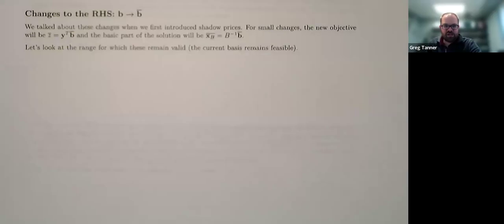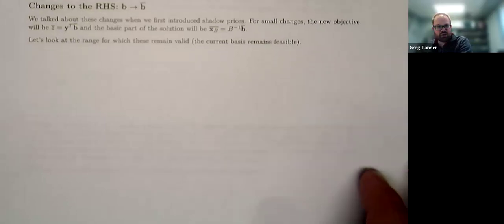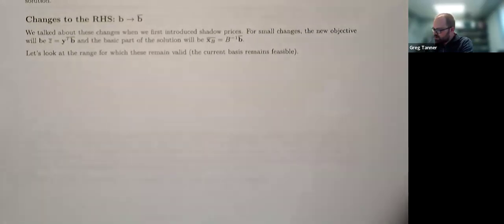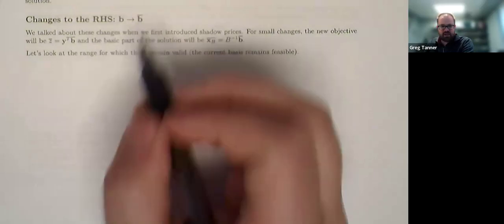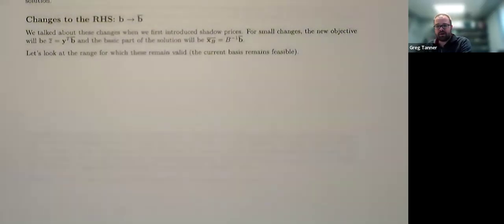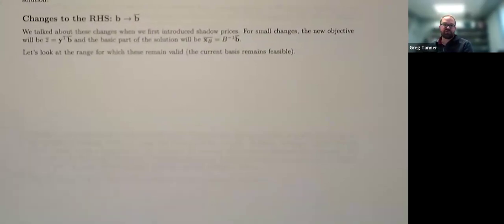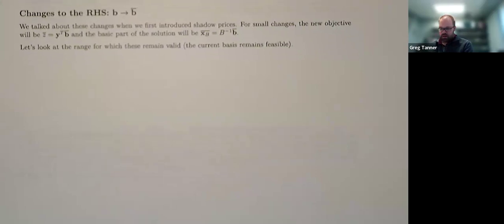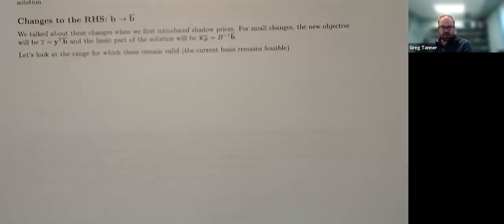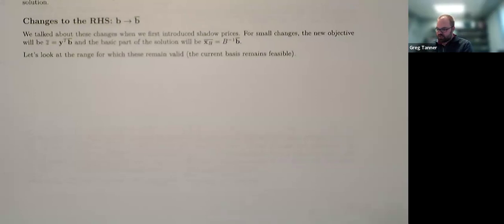Okay, the first set of changes we're going to look at are changes to the right-hand side. What happens if we change our B vector? I'm going to use the notation of putting a bar above any variable or any vector that's being changed, just to denote what's changing. So we'll change B to B bar, and we'll look at changes to each of the individual parts of that.